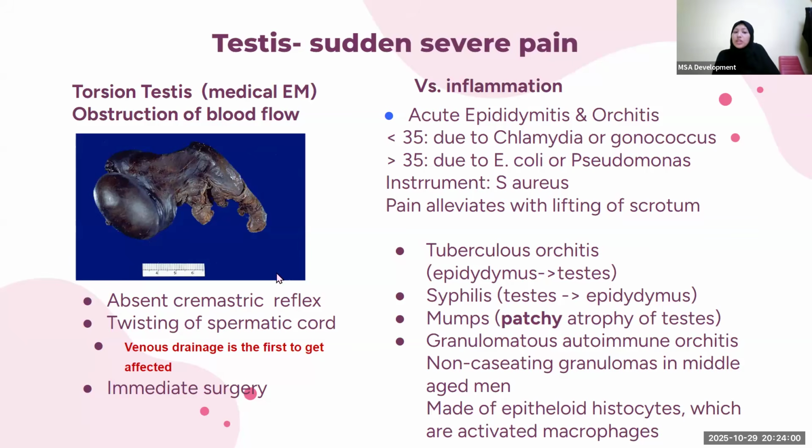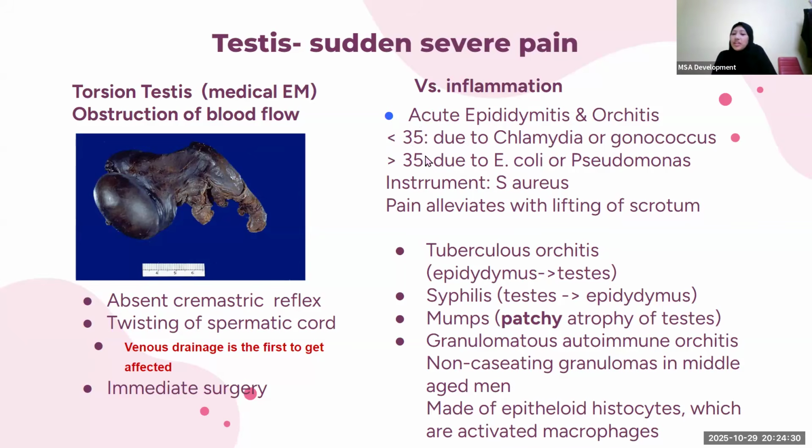Versus inflammation. Inflammation will still have this reflex. It's just sudden severe pain with the reflex. Causes can be a lot of things. It can be due to infection: less than 35 years of age, due to chlamydia. So these are sexually transmitted infections. More than 35, due to E. coli or Pseudomonas. These are, again, different bacteria due to age difference.